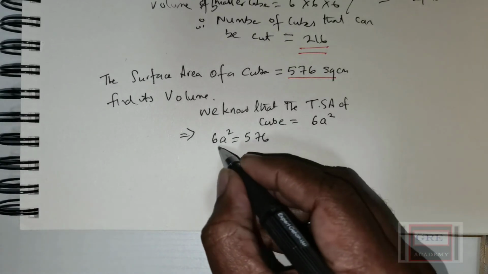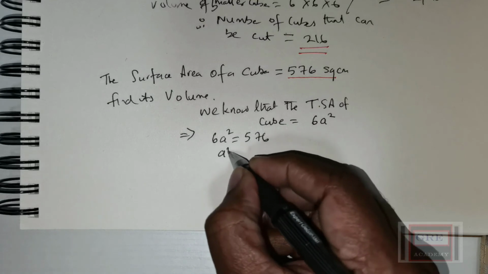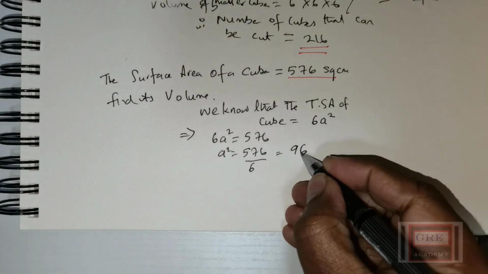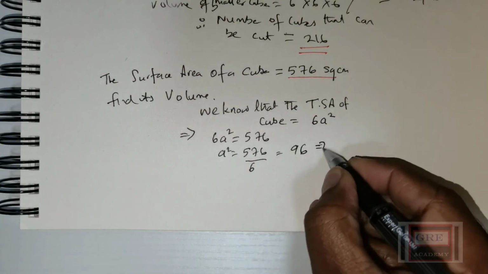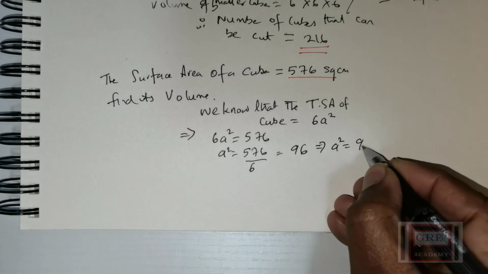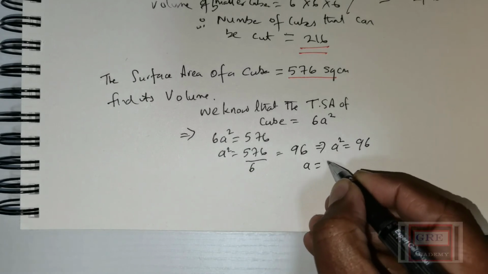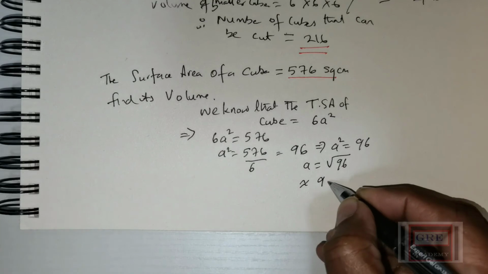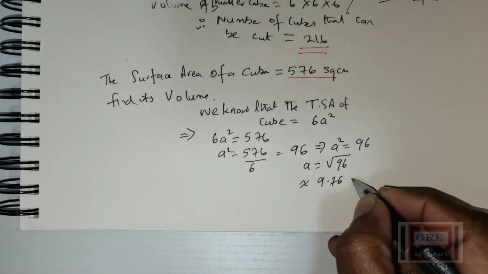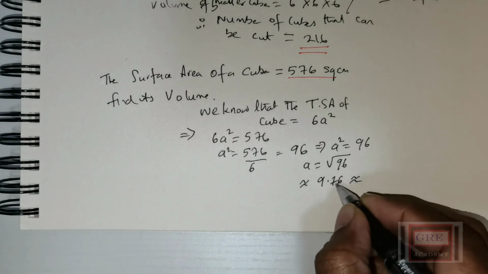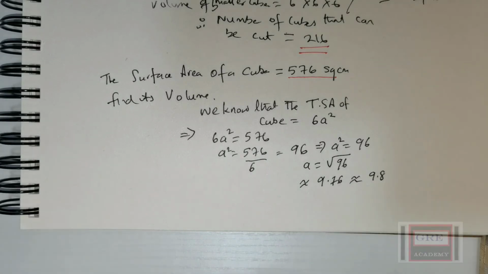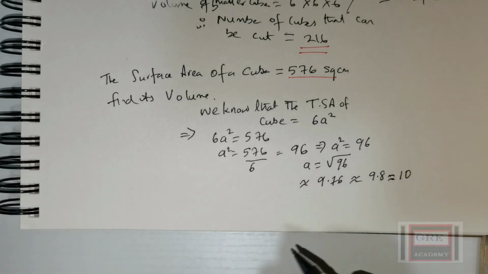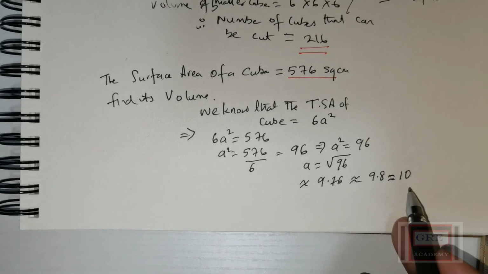Now you can actually rewrite this as 576 divided by 6. So this would be 96. So this would mean you got now a squared to be equal to 96. Therefore the value of a would be square root of 96. Clearly I know this is going to be approximately 9.76, and I would take this as 9.8. Or if you want, you can also take this to be equal to 10 units, depending upon the choice of the answers that you get.